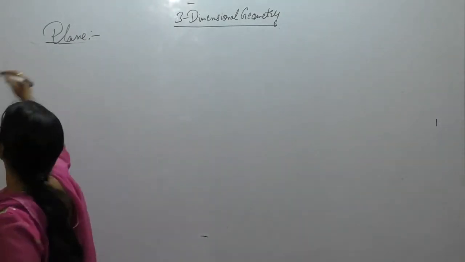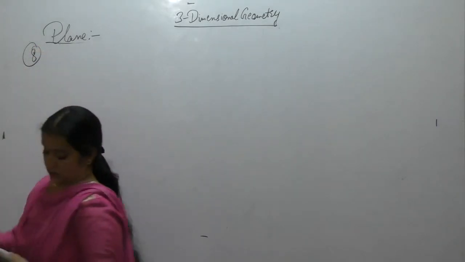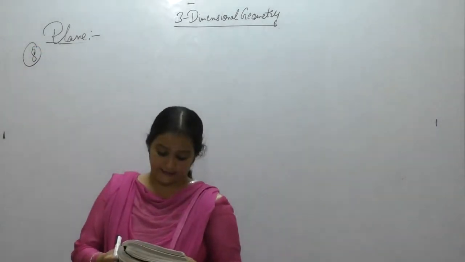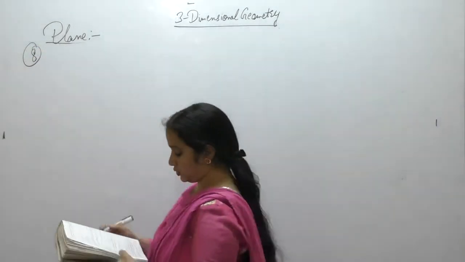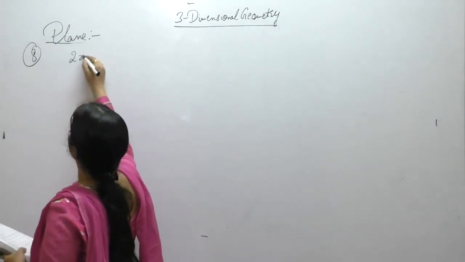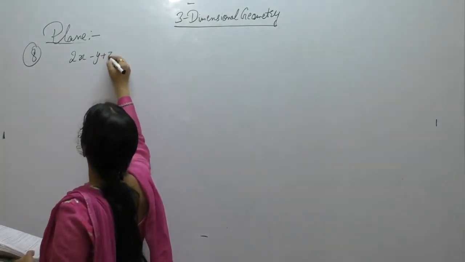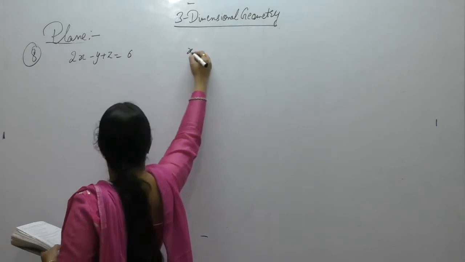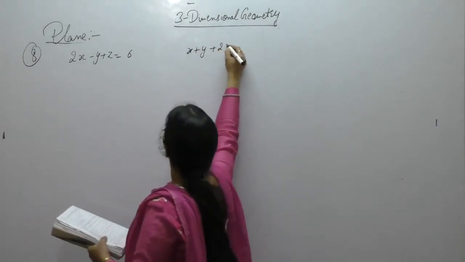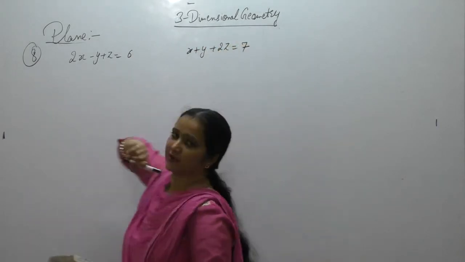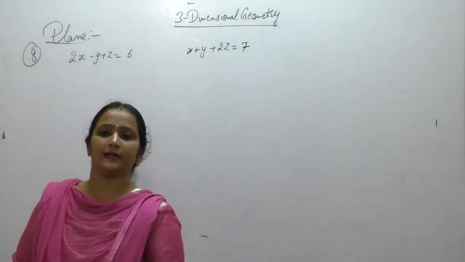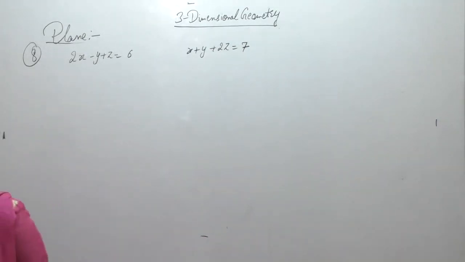Next one is, find the angle between the normals to the planes 2x minus y plus z is equal to 6, x plus y plus 2z is equal to 7. We want to find the angle between the normals to the planes.